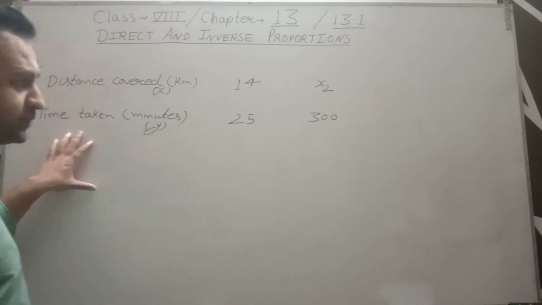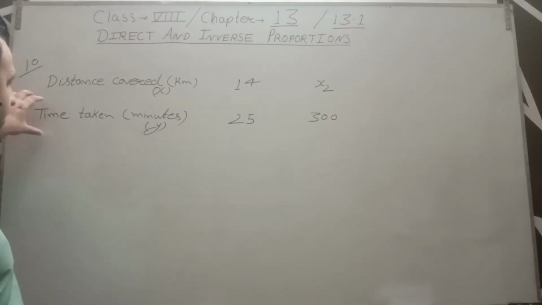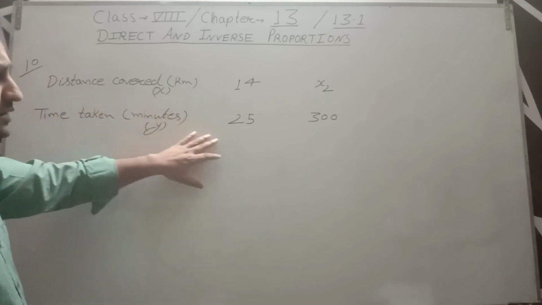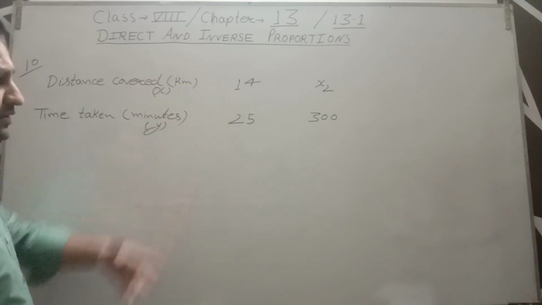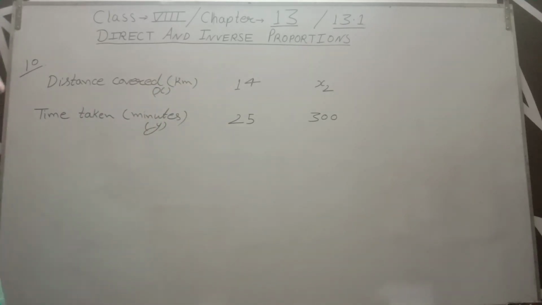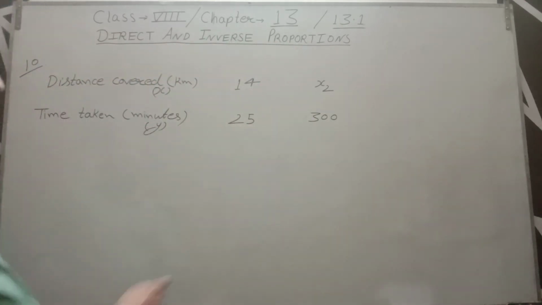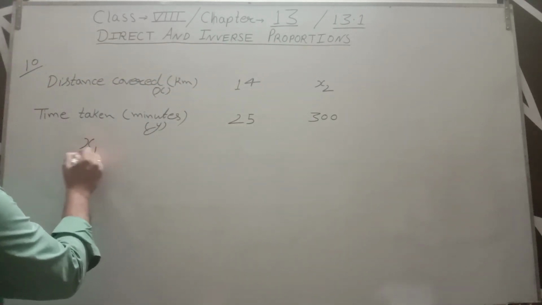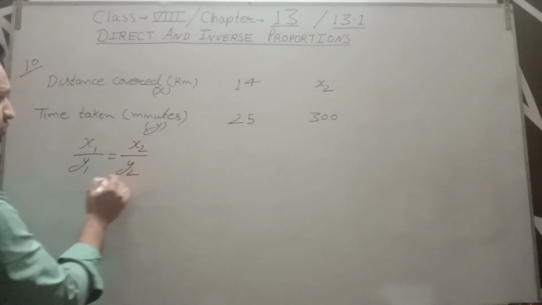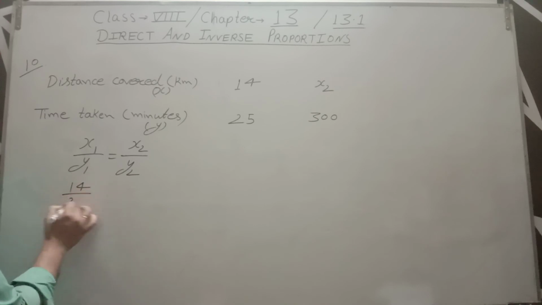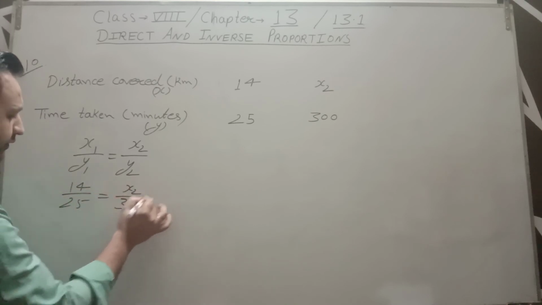So if we consider the speed to be constant, then we know that if the time taken increases, then the distance also increases, or we can say that if distance increases, then time also increases. So we can use the property of direct proportions. And what is the procedure of direct proportions? x1 upon y1 is equal to x2 upon y2. It means 14 upon 25 is equal to x2 upon 300.